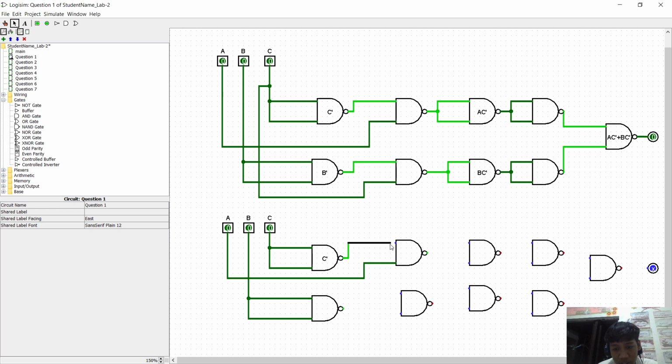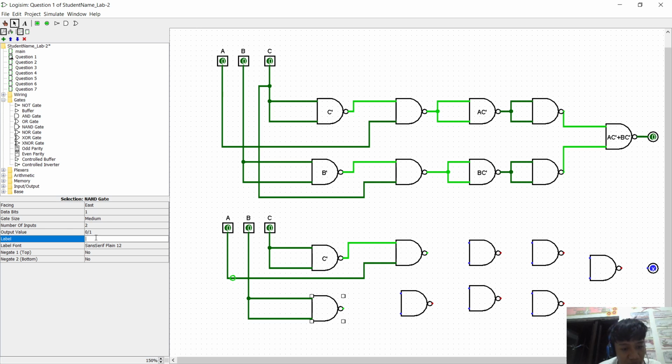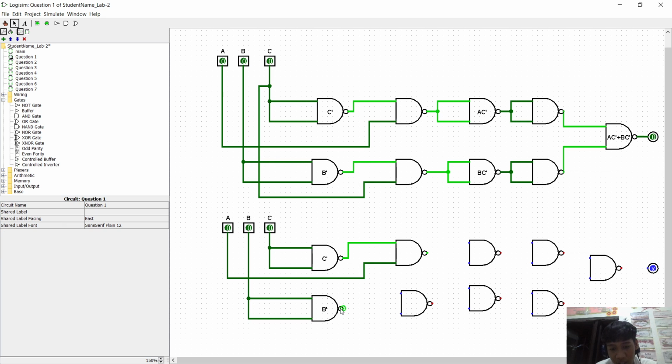And here, since C has no light in the first input, it was inverted, so it became light colored, and then this will be labeled as B prime, since it will be negated by the NAND gate, and we will be placing it here, and then a C input here on the lower side, and there you have it.